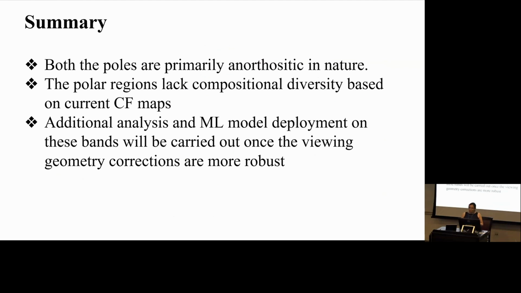In summary, both the poles from our study are currently coming out to be primarily anorthositic in nature. They lack compositional diversity. The bowl crater model for correcting for emission needs some more improvement for the higher incidence angles that we currently observe on the poles. Once those geometric corrections are more robust, this entire process will be revised with the new corrections plugged in, and we hope to have more noise-free, clearer maps. And also a machine learning method developed by me during grad school will be deployed to get even more upgraded CF maps. But this is the summary of the talk.